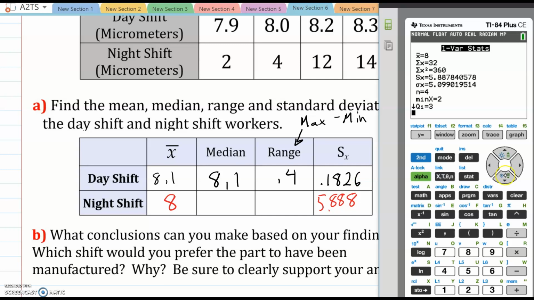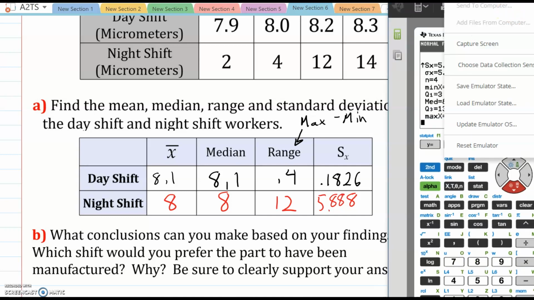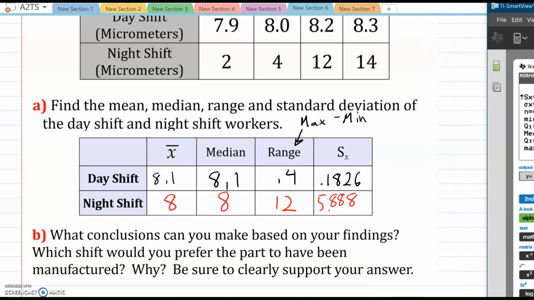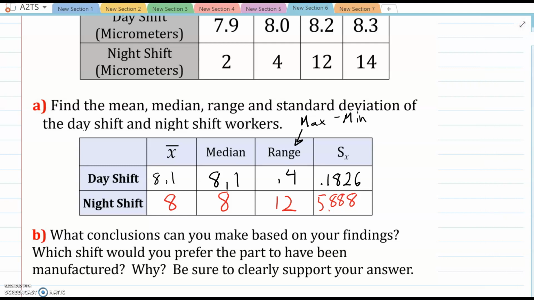My median, scroll down, and I'd say, well, that's 8. But my range is 12. Now, what does that mean from your perspective? Well, we're now going to have to interpret statistics, which is where we actually get some value. What conclusions can I make based off my findings?